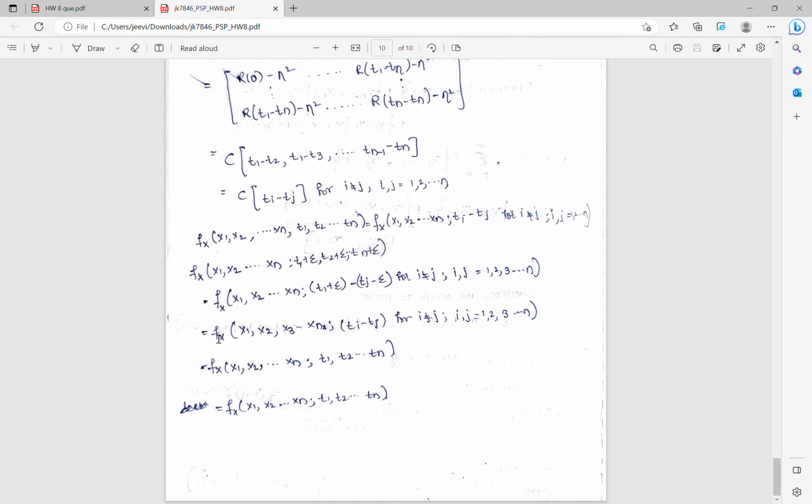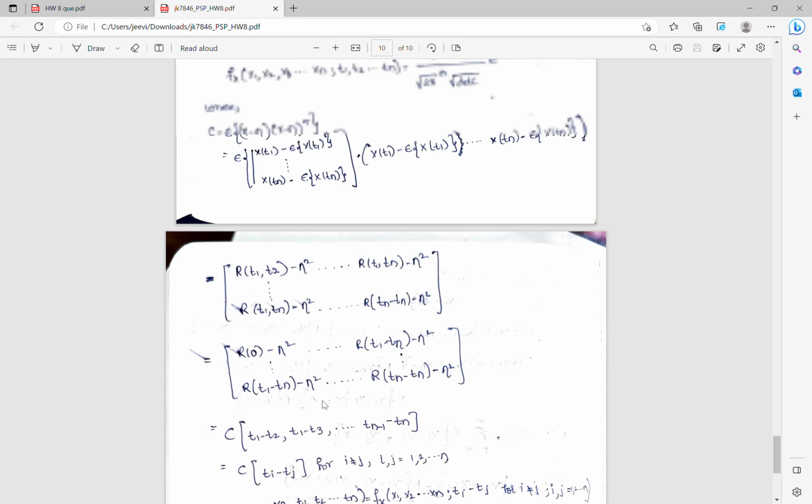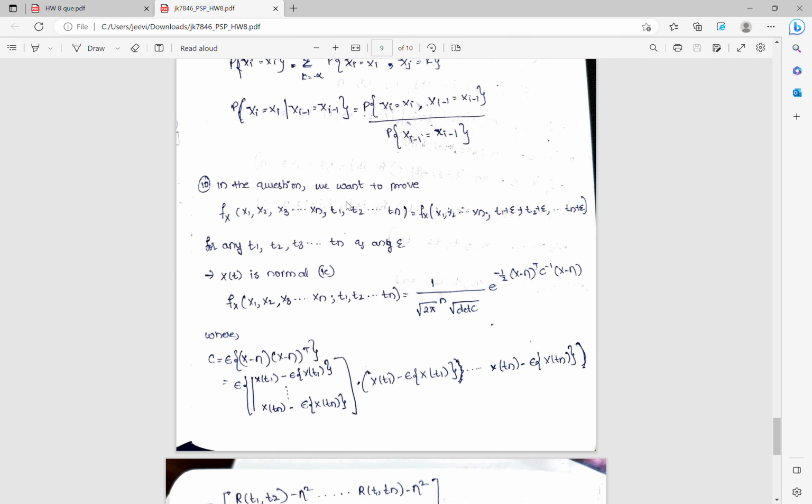Therefore, if you solve this equation, f of x is equal to x1, x2, x3 and so on till xn and ti minus tj for i not equal to j, i comma j equal to 1 to n, which is equal to f of x1, x2 and so on till xn, t1, t2 and so on till tn. This is the required equation that we wanted in this question. Therefore, we are able to prove this. Hence, we can say that if a normal process is wide sense stationary, then it is also strict sense stationary.